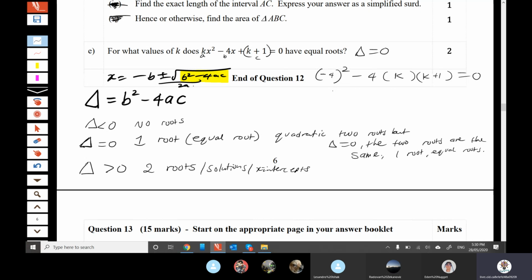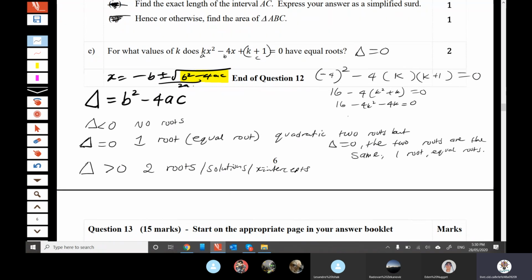Negative 4 squared, and then it's just a matter of solving, isn't it? Expand: 16 minus 4K squared minus 4K. All right, and then what do I do when I see something like this? Factorize. Say it again. Factorize. Fair enough, if you say so.